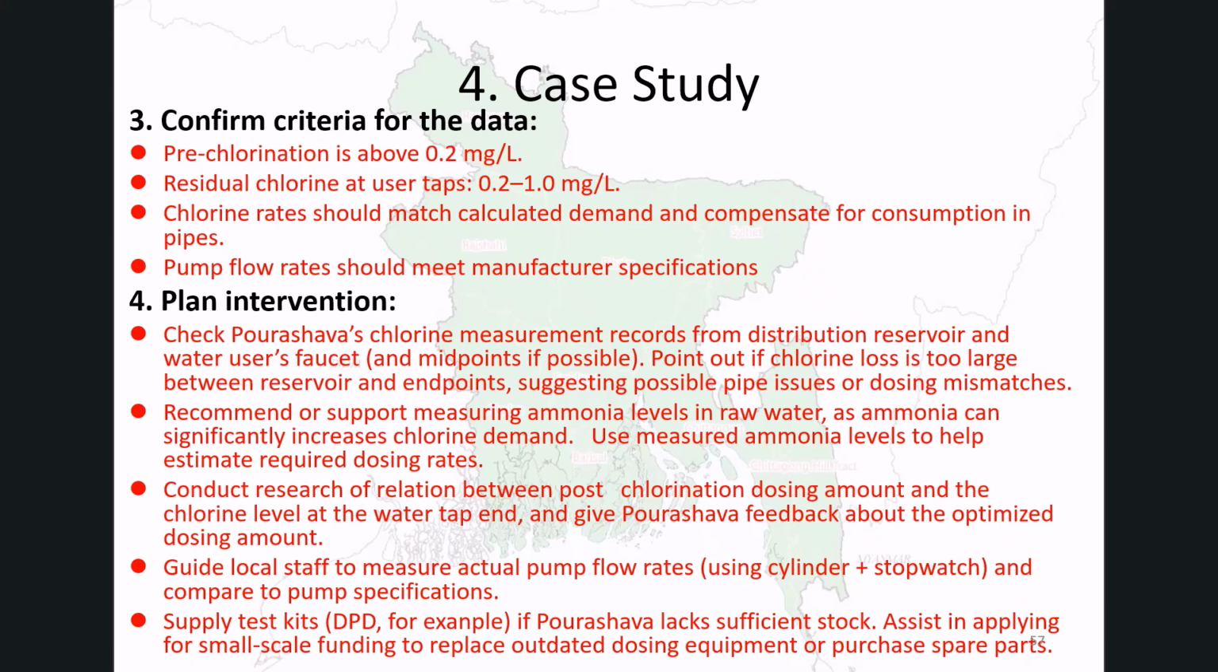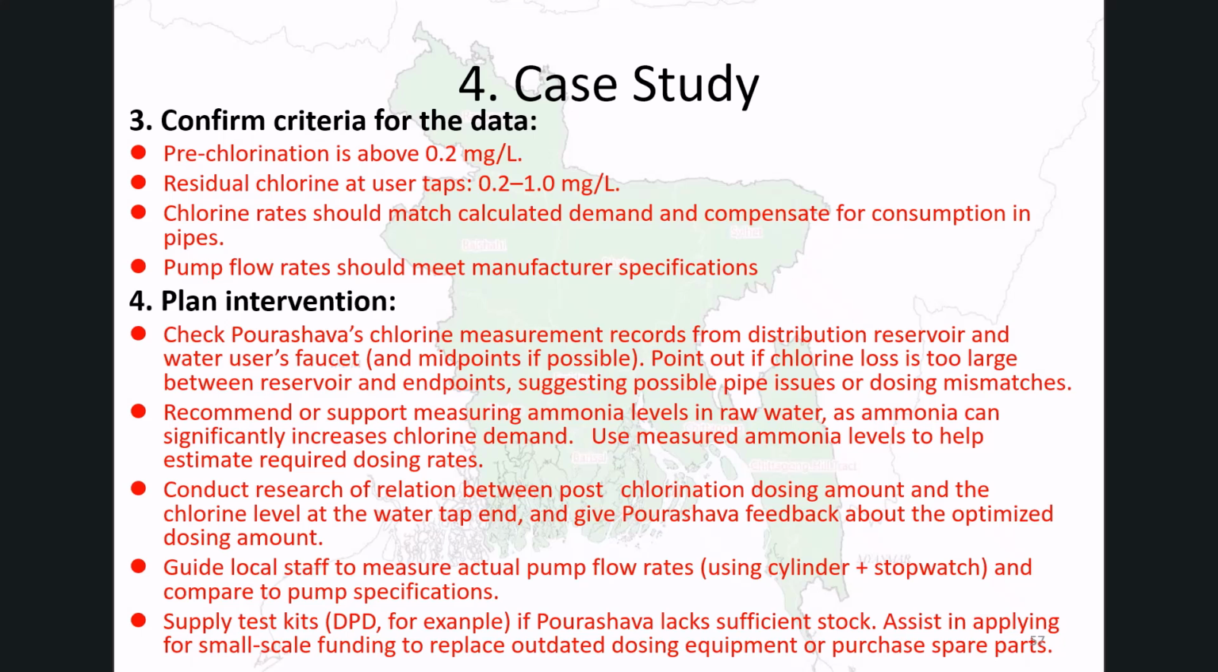2. Measure ammonia in the raw water. Because ammonia can significantly increase chlorine demand, the measured ammonia value should be used to refine the estimate of the required dosing rate. 3. Build practical evidence on the relationship between post-chlorination dosing and residual chlorine at the tap. By comparing dosing adjustments with tap-end residual measurements, Poroshova can receive clear feedback on an optimized dosing range that meets the standard without causing odor complaints.